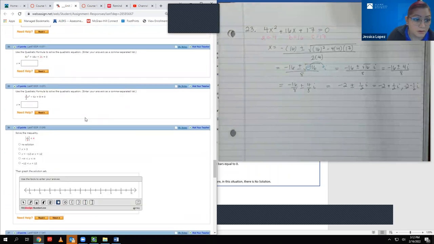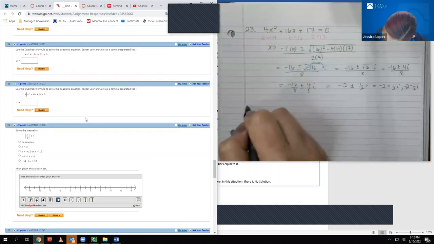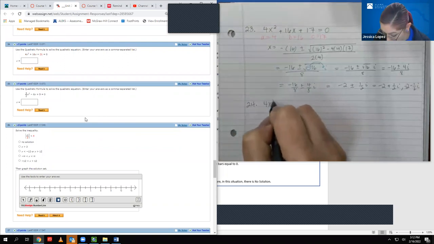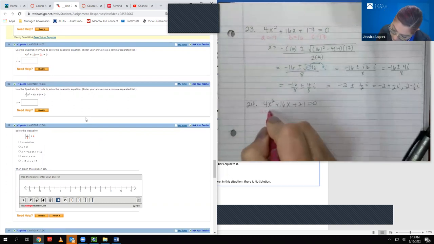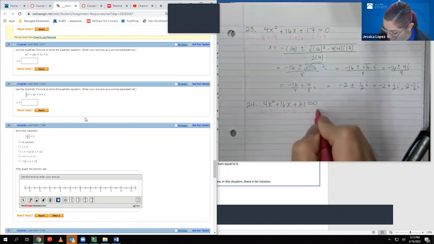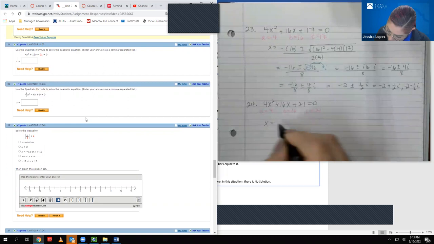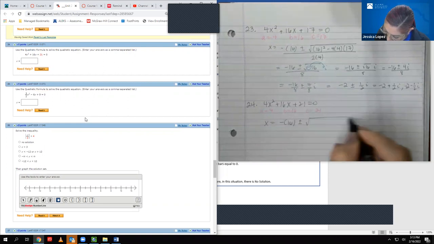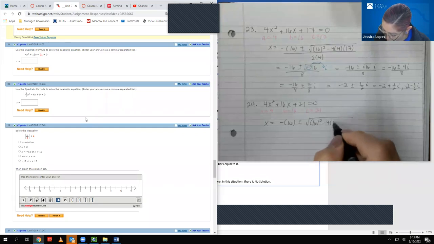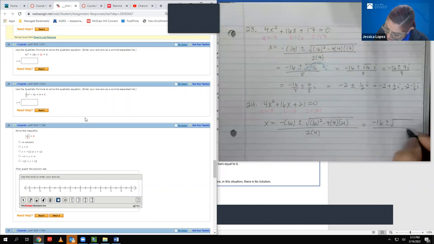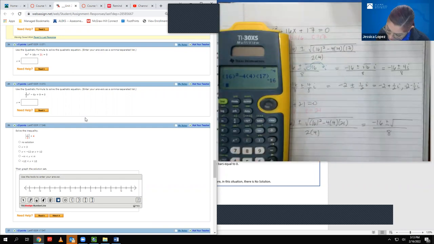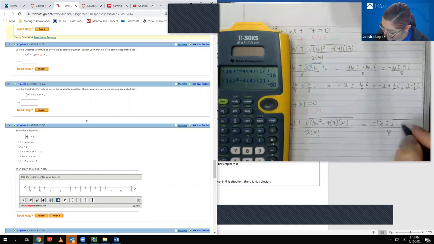Okay. Now we'll move on to number 24. So we have 4x squared plus 16x plus 21 equal to 0. So a is equal to 4, b is equal to 16, and c is equal to 21. So x is equal to negative b plus or minus the square root of b squared minus 4 times a times c, all over 2 times a. We get negative 16 plus or minus the square root of something over 8. Let's see what the something is. 16 squared minus 4 times 4 times 21 is negative 80.